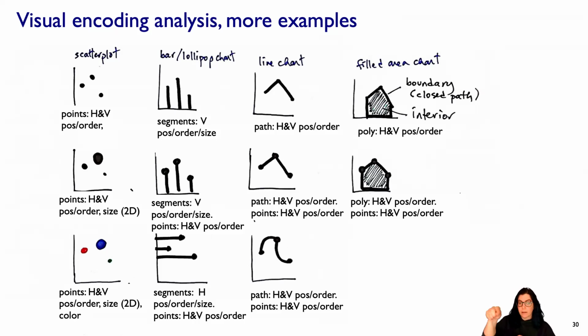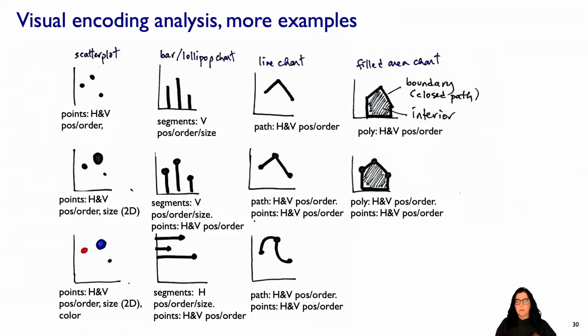Now, what if we take that line chart and now we drop down some lines and we go to the bottom and we fill that in? Well, now that's a filled area chart. Remember, we have the closed path. So with the line chart, we had an open path, this sort of triangle shape. And once we close that off, now we've got a poly that's got an interior. And again, that's basically using horizontal and vertical position and order.